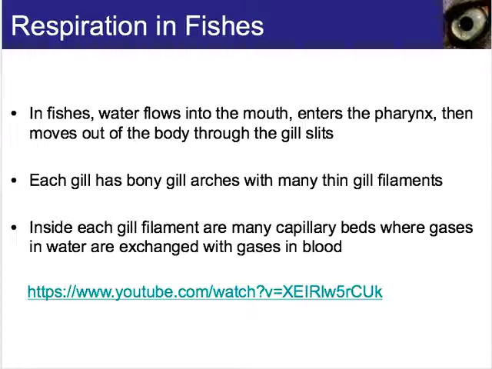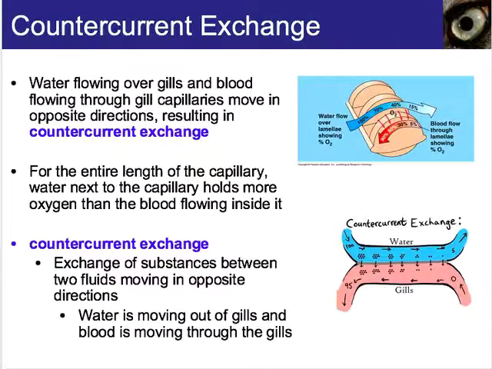Please watch this video. It's an awesome video that animates exactly how gills work. So fish use something called countercurrent exchange, and I will absolutely ask you a question on your exam about countercurrent exchange. This is when water flowing over gills in one direction and blood is flowing through gill capillaries in the opposite direction. So you've got water moving in one direction and you have the blood moving in the opposite direction. And the reason for this is the exchange of substances between the fluids moving in opposite directions. So your water, which contains a ton of oxygen, will start to diffuse into the blood, and as it's losing that oxygen, the CO2 from the blood will then get exchanged into the water.